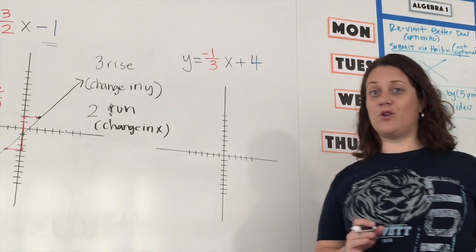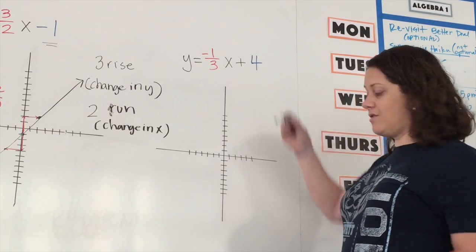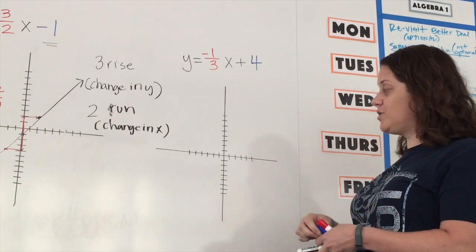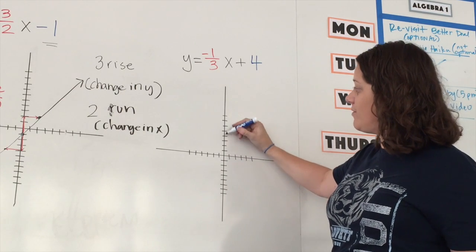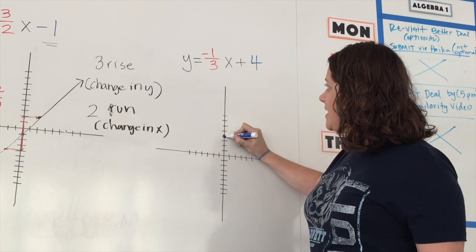All right, welcome back. I hope you just paused the video. I'm going to use a blue marker here to plot the y-intercept, which is at +4: 1, 2, 3, 4. So I plot that right here.